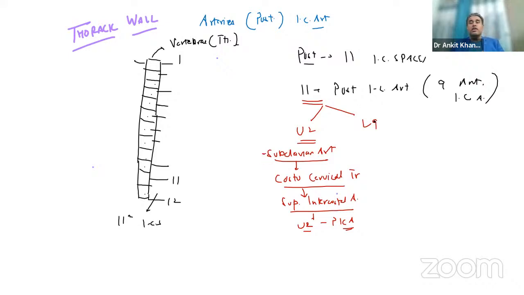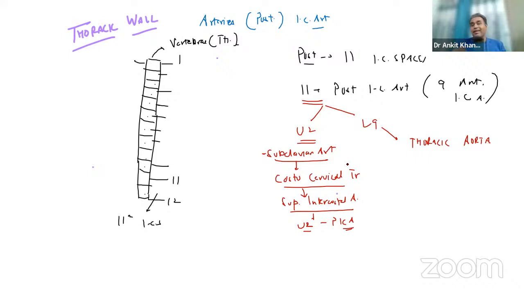So what about the lower 9? Lower 9, they are directly coming from the thoracic part of the aorta. Aorta, sir? Yes, sir. Aorta. Okay, good. But my job is not to give you facts, because facts are everywhere. My job is how I can make it a bit easier for you to understand.